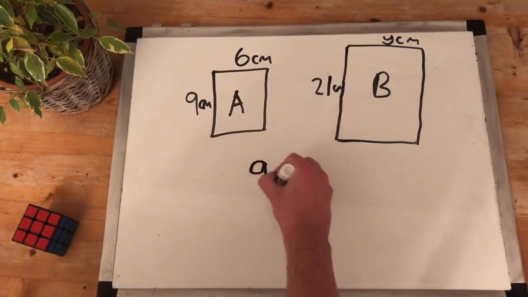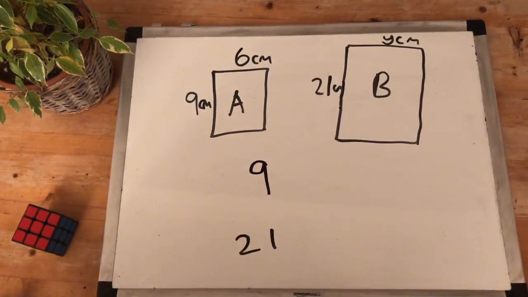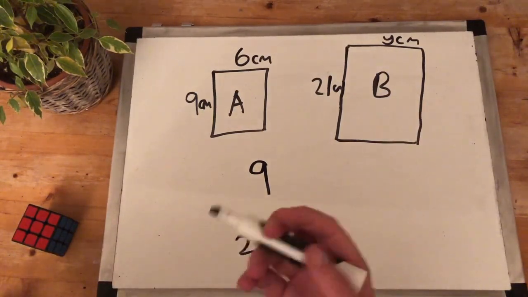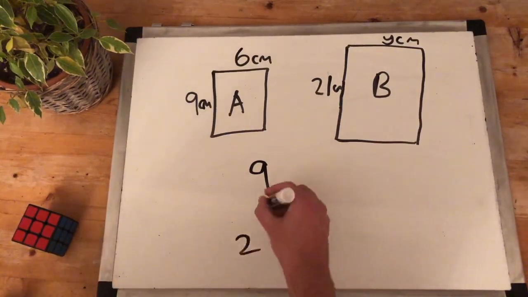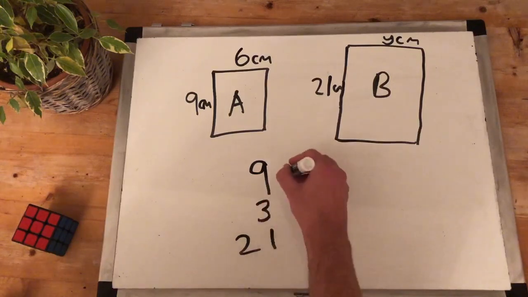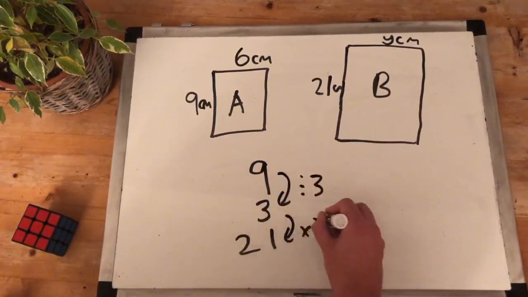Start at 9, get to 21. I can't get to 21 from 9, I don't know how to do it. So I'm going to have to take a pit stop. Automatically, what numbers am I thinking of? 9 and 21, what times table are they both in? I know they're both in the 3 times table, so I'm going to take a pit stop at 3. Divide it by 3, times it by 7.